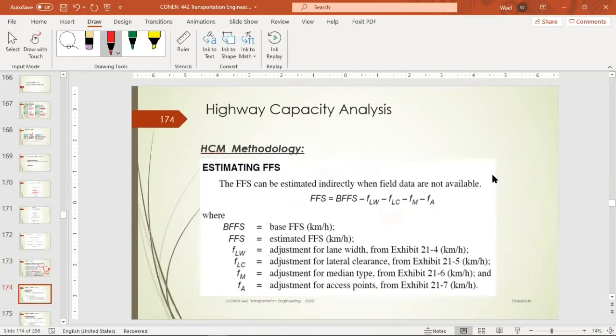Okay, then we do this adjustment for the free flow speed. The free flow speed will be adjusted from the basic free flow speed. We subtract an adjustment factor for lane width, if the lane width is less than 3.6, according to the table here. And just to give you an idea of these tables, I have prepared a selected collection for these factors.